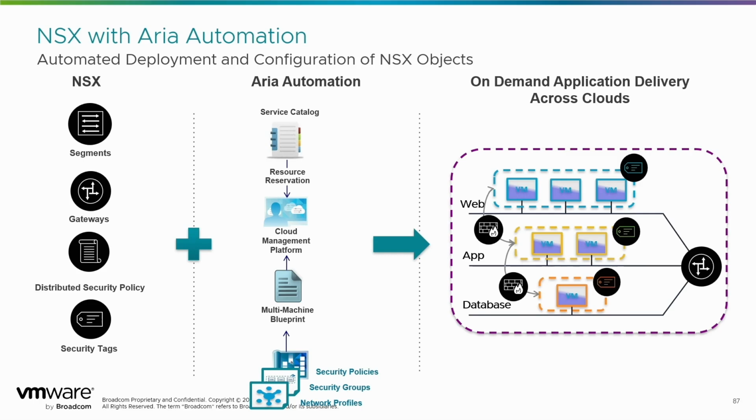This could be part of your cloud management platform. You can create a multi-machine blueprint and have all of these things interact to be able to create not only your virtual machines or your workloads for your application, but then create the virtual networks, i.e. the segments, the gateways, and then attach security policies, i.e. gateway policy or gateway firewall and distributed firewall policy, so you can create everything all on demand for each of your applications and your developers for dynamic environments.